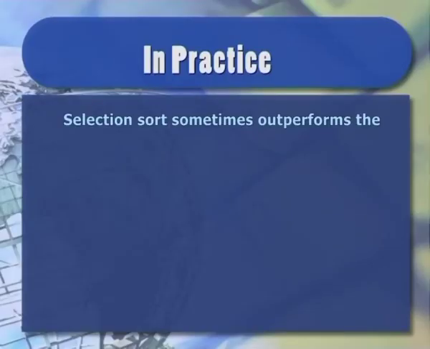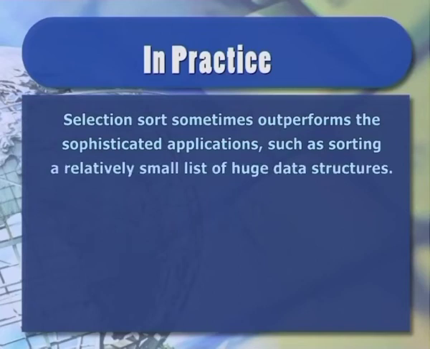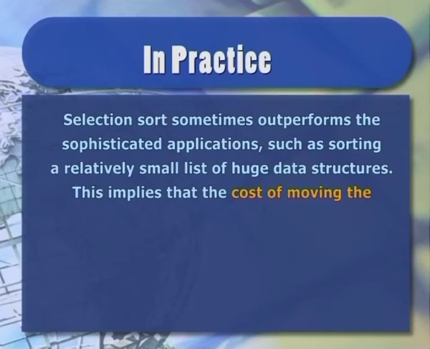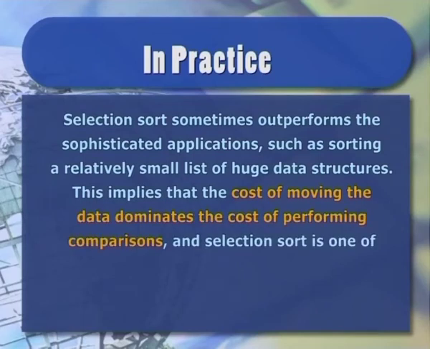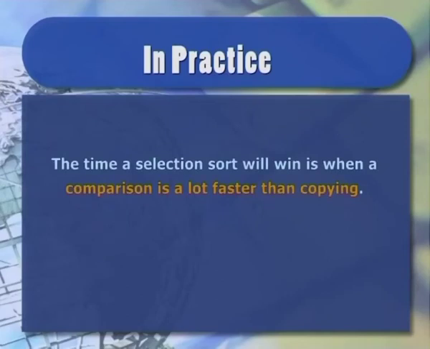In practice, despite the evident brute force approach, selection sort sometimes outperforms the sophisticated algorithms, such as when sorting a relatively small list of huge data structures. This implies that the cost of moving the data dominates the cost of performing comparisons, and selection sort is one of the sorting methods that performs less data movement. The real question is the speed of comparison versus copying. The time a selection sort will win is when comparison is a lot faster than copying.